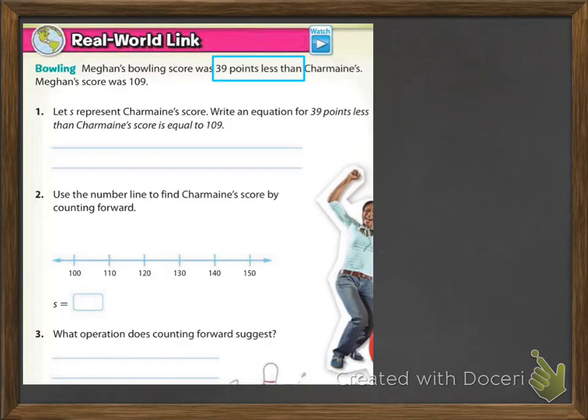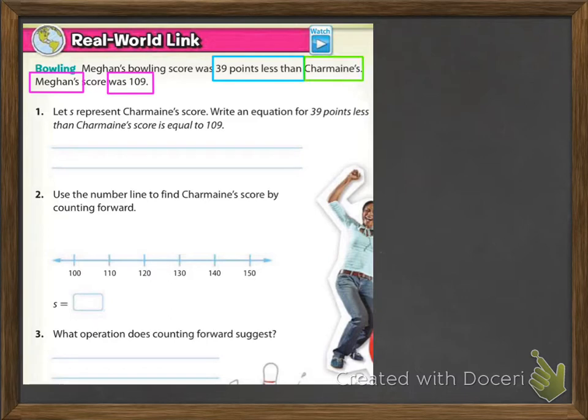So take a look here under the real world link. It says Megan's bowling score was 39 points less than Charmaine's. Megan's score was 109. So remember, I've put a blue box around the 39 points less than. Remember, it's usually easiest to find the total. That's usually the best thing that you can find. And when it says Megan's score was 109, that word was is a good indication that that's where the equal sign is going to go.